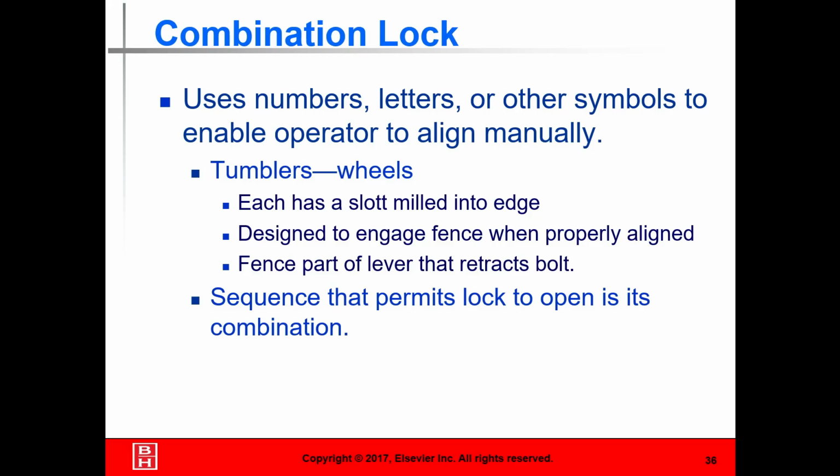A combination lock uses numbers, letters, and other symbols to enable it to align. They're usually wheels. Each has a slot milled into it designed to engage the fence. The sequence that permits the lock to open is its combination. You have to have it all lined up. It could be numbers. Again, having it lined up.